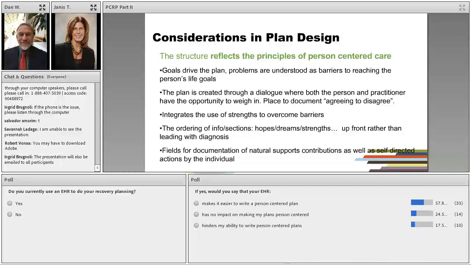And this idea of going beyond documenting not just what you as the provider are doing, but the activities of the natural supporters and self-directed actions by the individual. Again, the more there's a place to put that in, the more likely people get used to thinking about it, talking about it, and using it in the plan.